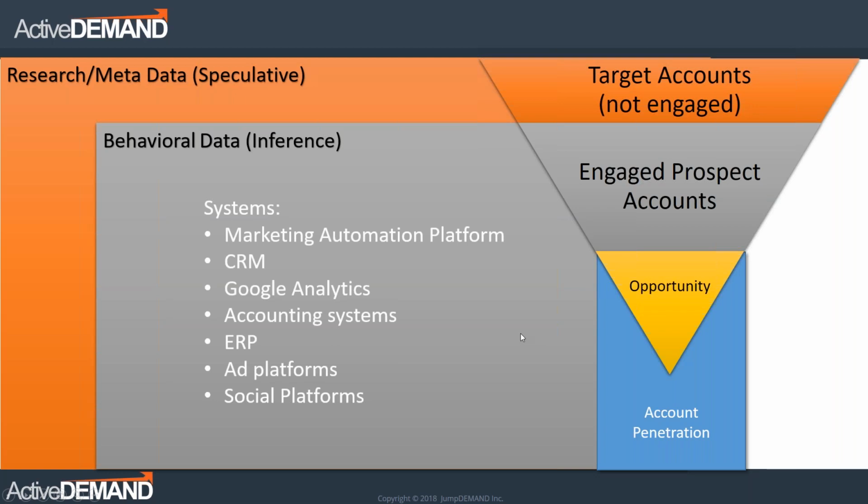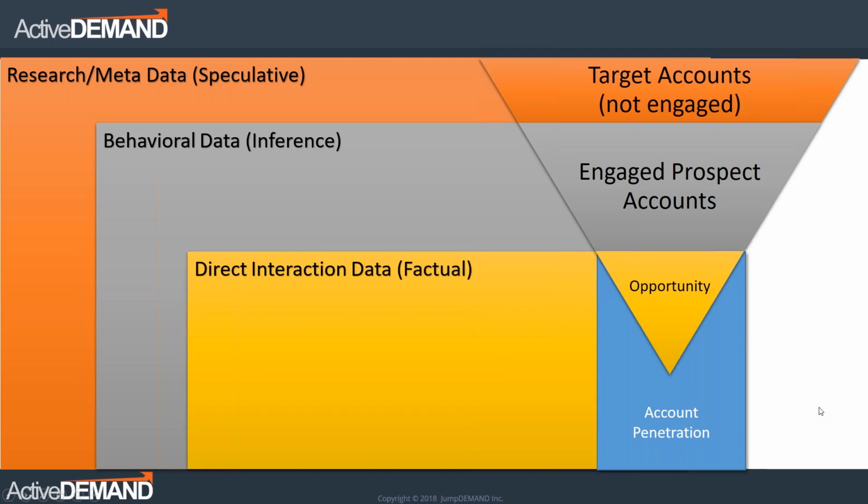And the systems that this data is in are marketing automation platforms, CRMs, Google Analytics, accounting systems, wherever. These are the systems that we're typically using to drive demand. So the data is housed in these systems, and it applies again from the point of engagement all the way on through to the account penetration strategies of the journey.